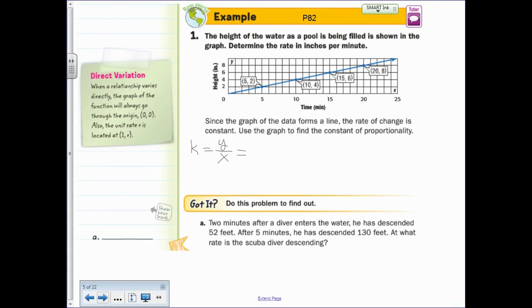And we need to take the y's and divide them by the x's. Remember, when we list out points, x is listed first, y is listed second. So in this graph, the smaller numbers are the y numbers. So we have 2 over 5, we have 4 over 10, we have 6 over 15, we have 8 over 20. If I simplify that down to the simplest form, it actually comes out to be 2/5. I can just box that one in and say, hey, k is equal to 2/5.